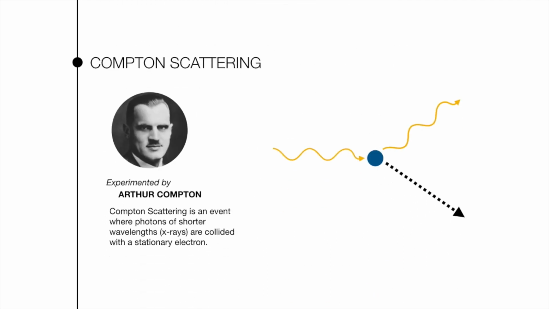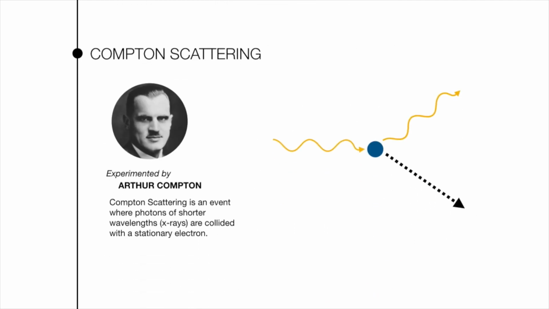Compton scattering further confirmed the quantum theory of light in terms of wave-particle duality. Compton scattering, as experimented by Arthur Compton, is an event where photons, light quanta, of shorter wavelengths, X-rays, are collided with a stationary electron. This confirms the quantum theory of light by demonstrating how photons are quanta and they have energy that is directly proportional to their frequency.